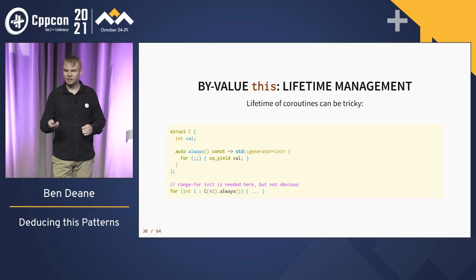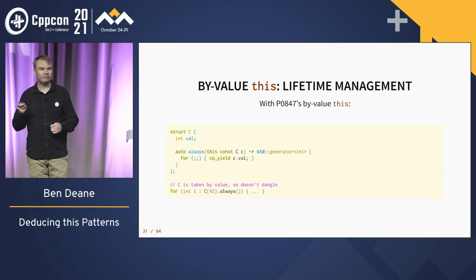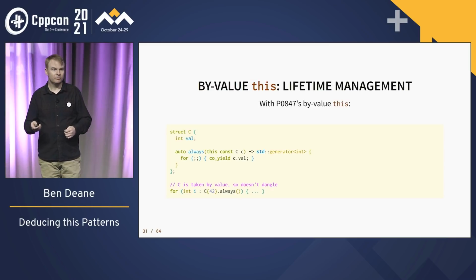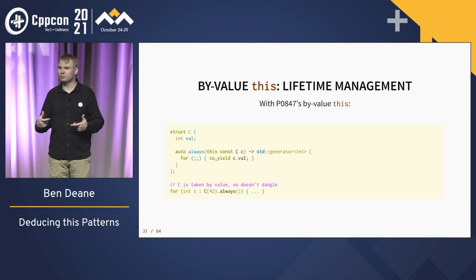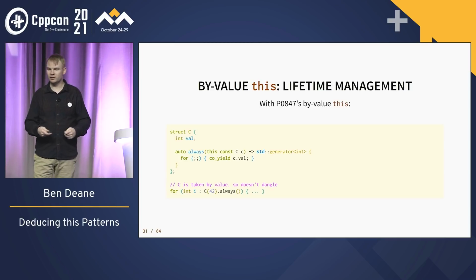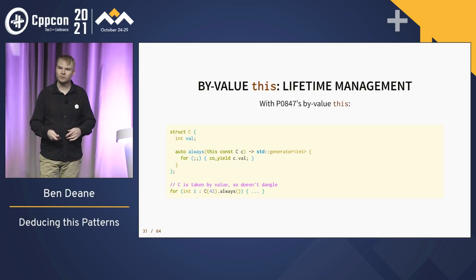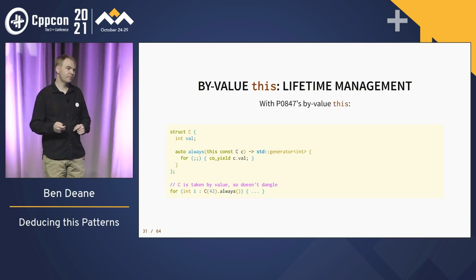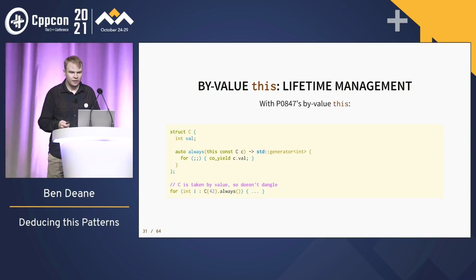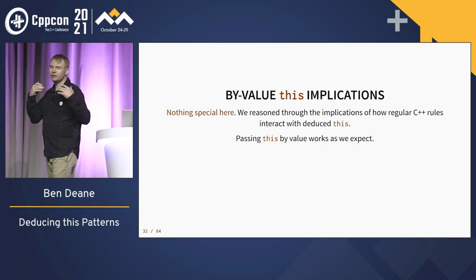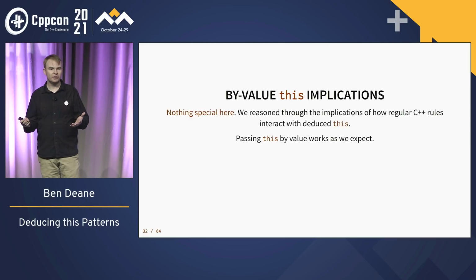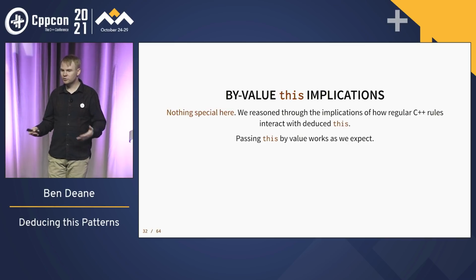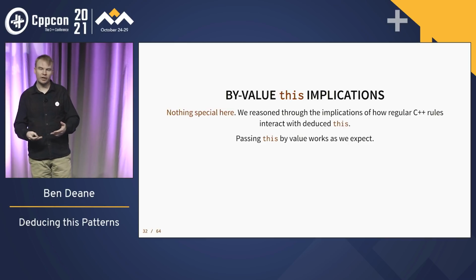But if we write always to take its parameter by value, and in this case it's a const, but it's still by value, then there is no lifetime issue because we took it by value, right? Inside the function we have that object, and there is nothing to dangle on return. In this case, on co-yield. So, small example. Again, you already know how this works. There's nothing special. It works just like any other function passed by value. Regular C++ rules interact with it in a way that you expect.